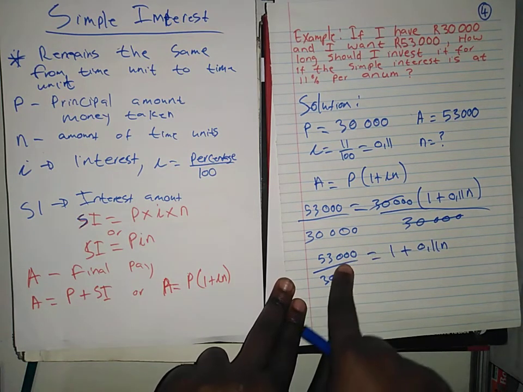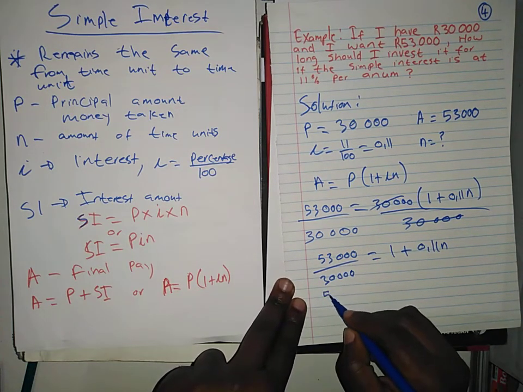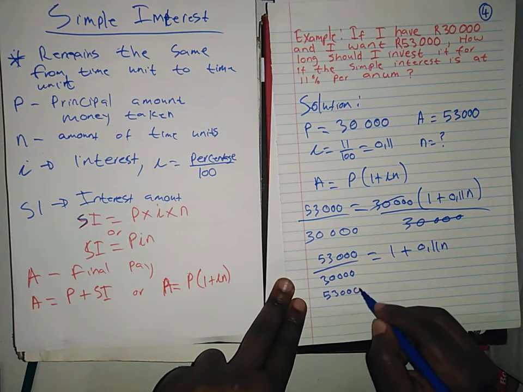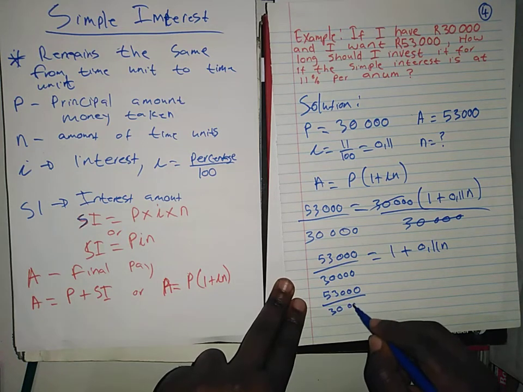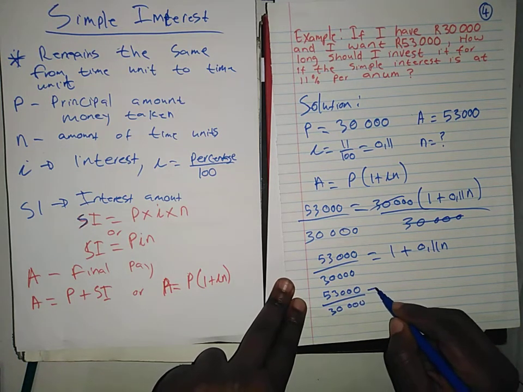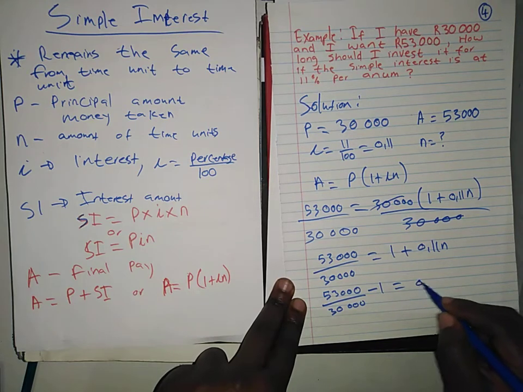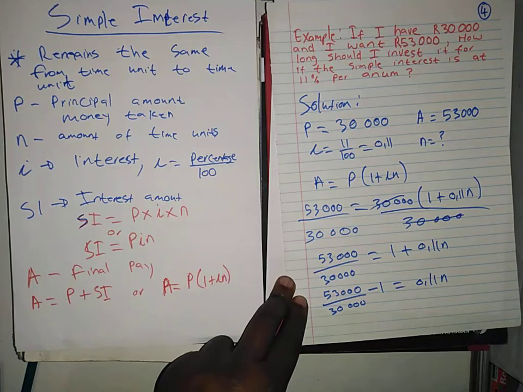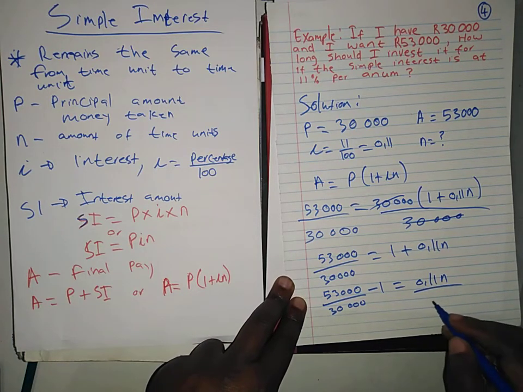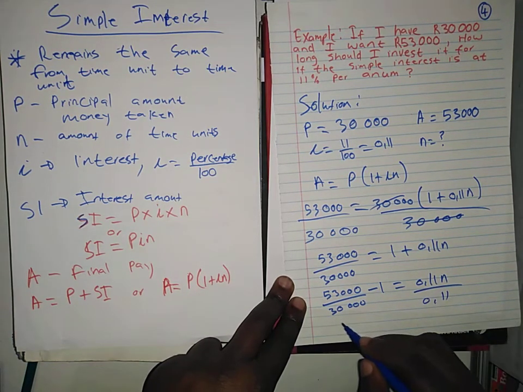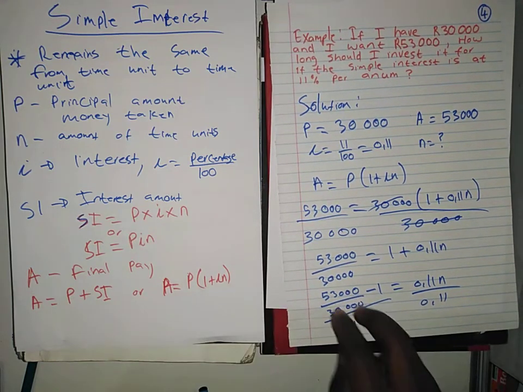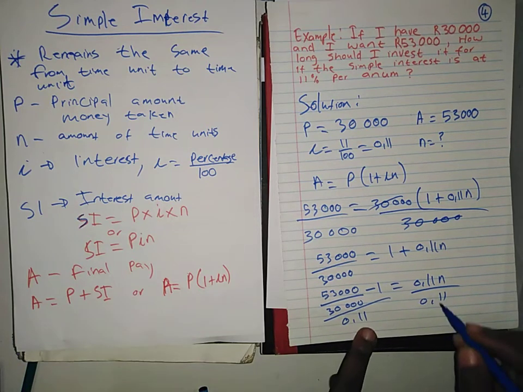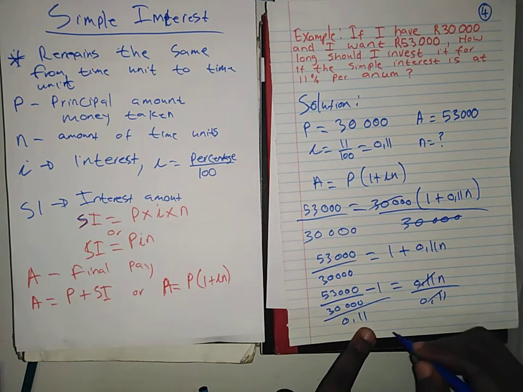You can take this 1 to this side, and then you end up with 53,000 divided by 30,000 minus 1 is equal to 0,11 n. Okay, remember you want n, so you can actually divide with 0,11, and then here you divide with 0,11. Just put this in a calculator literally as it is to save yourself from stress. This will cancel this one, and then you'll end up with n.